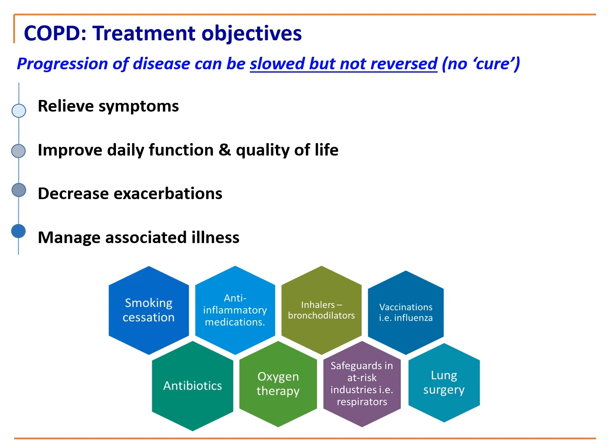So giving up smoking, absolutely key. Antibiotics for frequent infections, anti-inflammatory meds to dampen down the inflammatory response. Inhalers, so bronchodilators to help dilate the airways wherever possible. Vaccinations, for example, influenza to reduce the respiratory infections that you get, and then the more significant pathways into oxygen therapy and lung surgery as a last resort.